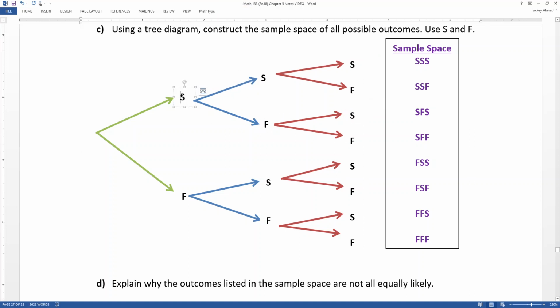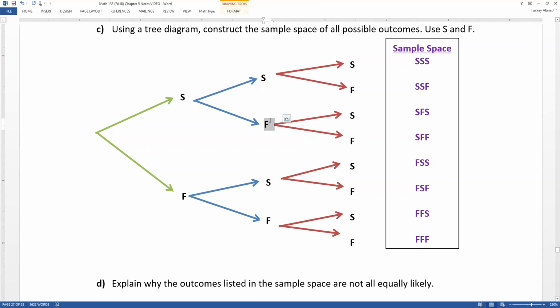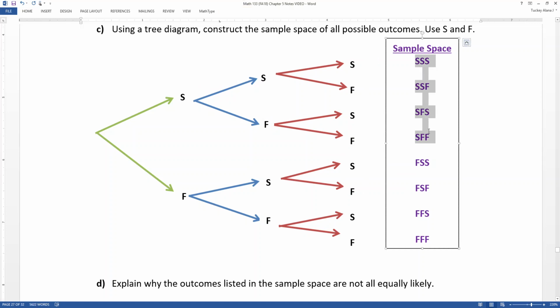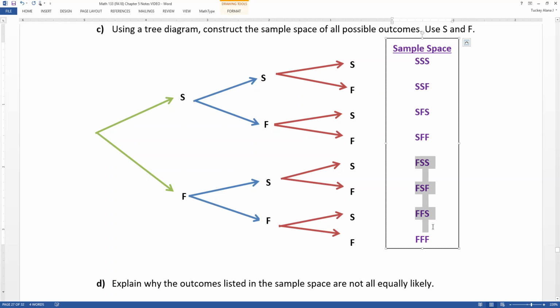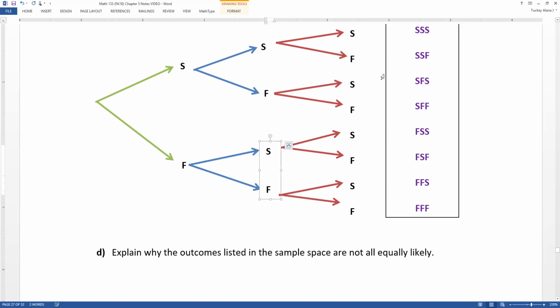And then success for LeBron, failure for Steph, failure for Kevin, and so on. Right? The top 4 outcomes have LeBron succeeding. The bottom 4 outcomes have LeBron failing. The middle 2 right here have Steph failing, and so do these 2, and so on. So you'll have all 8 outcomes listed.